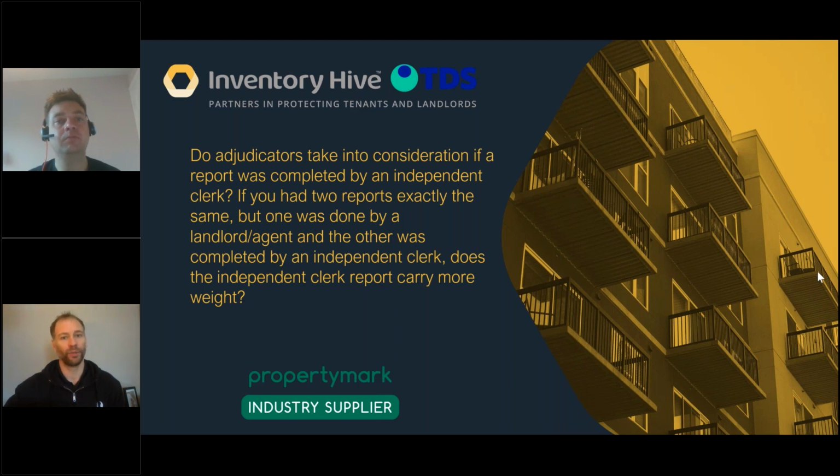And if a landlord produces a Word document with no photographs and uses words like destroyed my property or they've left it filthy and things like that, it's not reliable evidence. But if a landlord could produce a really good quality independent report with supporting images, then the adjudicator will consider it just like they would anything else.